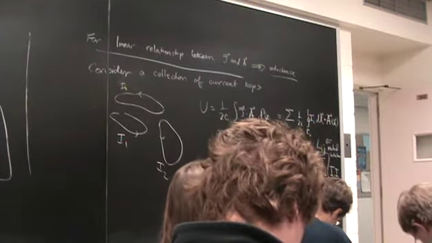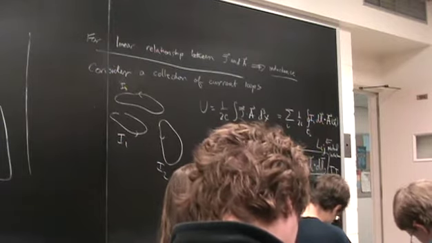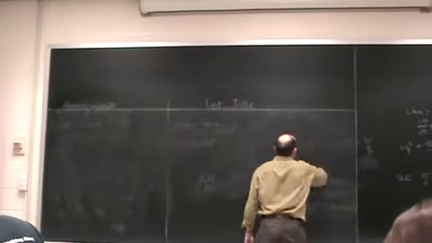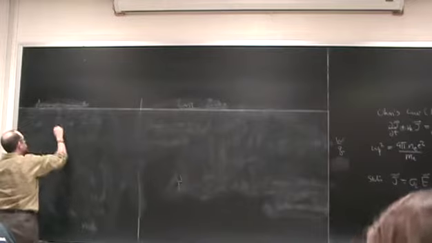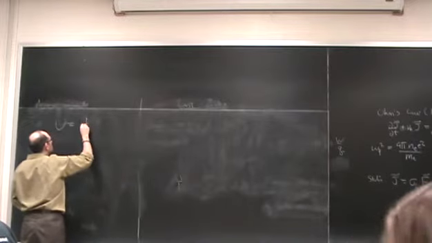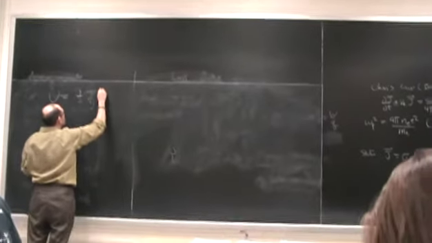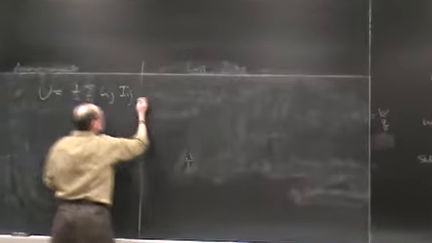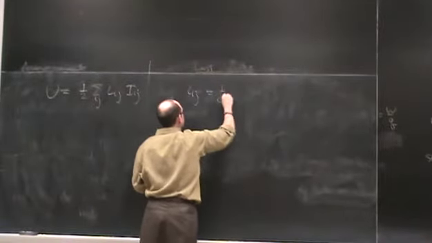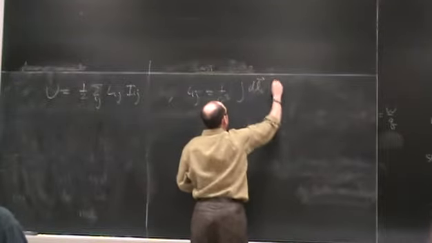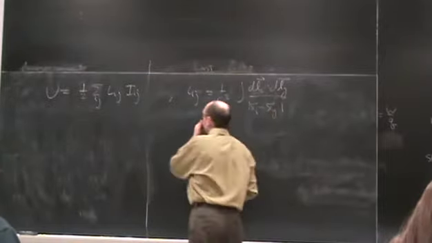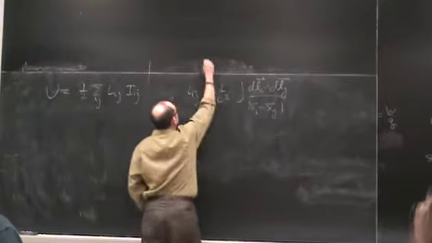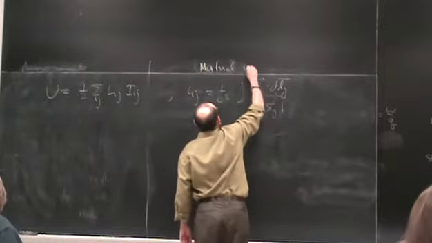So the potential energy associated with that current distribution can be written as 1/2 Lij times the current in loop i, current in loop j, where Lij is equal to 1 over c squared, the double integral of dli dot dlj over xi minus xj, which is equal to the mutual inductance.